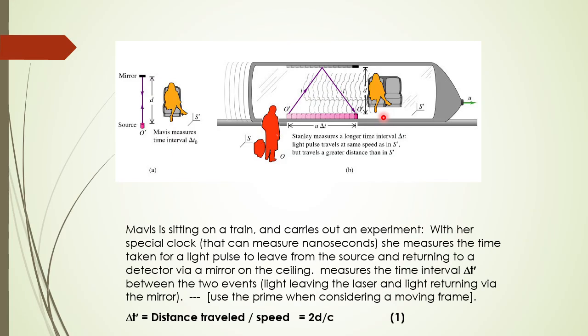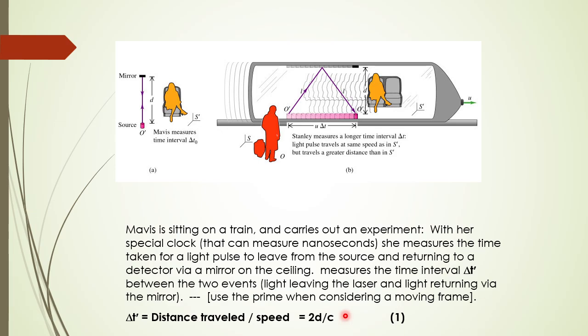So Mavis, sitting on the train, will carry out the experiment. She has a special clock. She can measure the time taken for the light pulse to leave the source and return, and she measures this time interval delta t prime. Now I'd like to stress some symbolic notations: the prime frame will always be the moving frame, and the non-prime frame will always be the rest frame that we are looking at in the question.